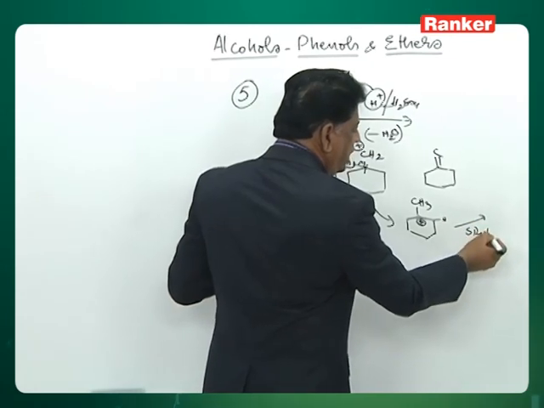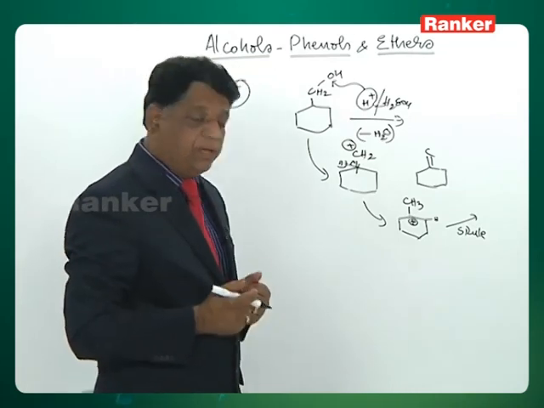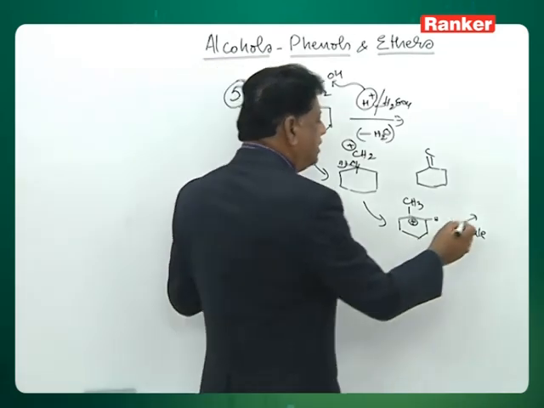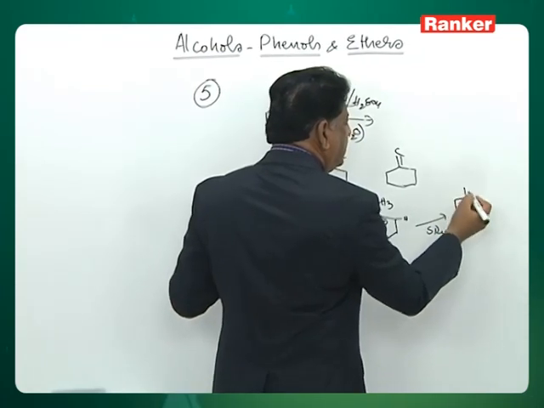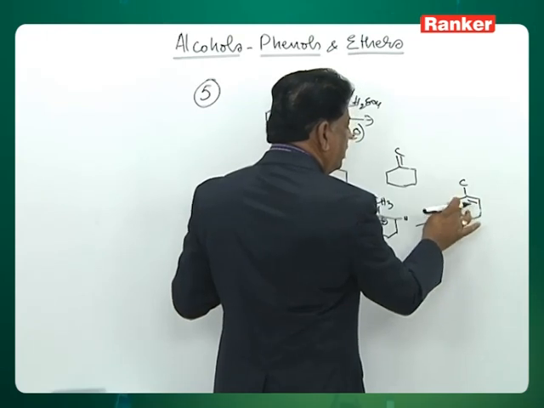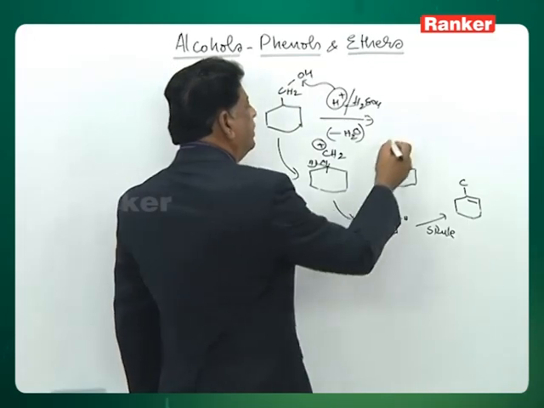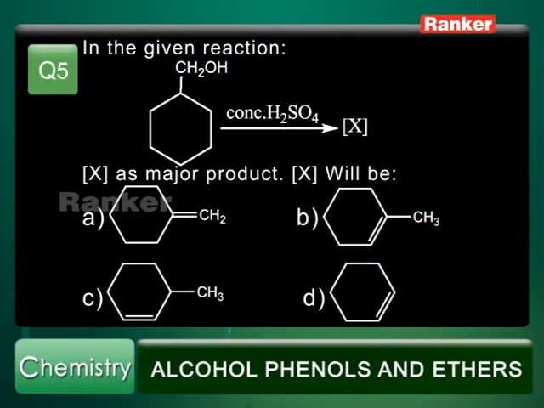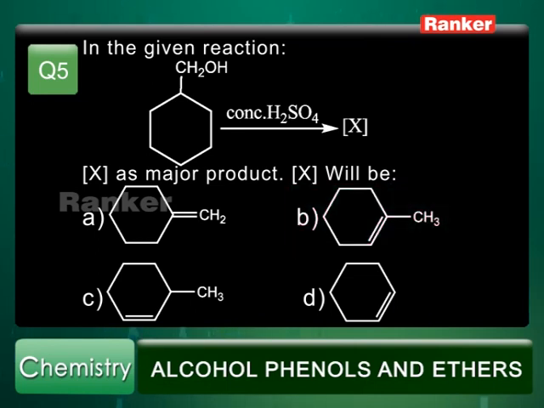In the Saytzeff rule, the more alkyl substituted or more hyperconjugable one will be the answer. So therefore the answer may be the cyclohexene containing a methyl, with the double bond inside the ring and the methyl outside, that will be the answer. So answer B is the right answer, that is cyclohexene with the methyl.